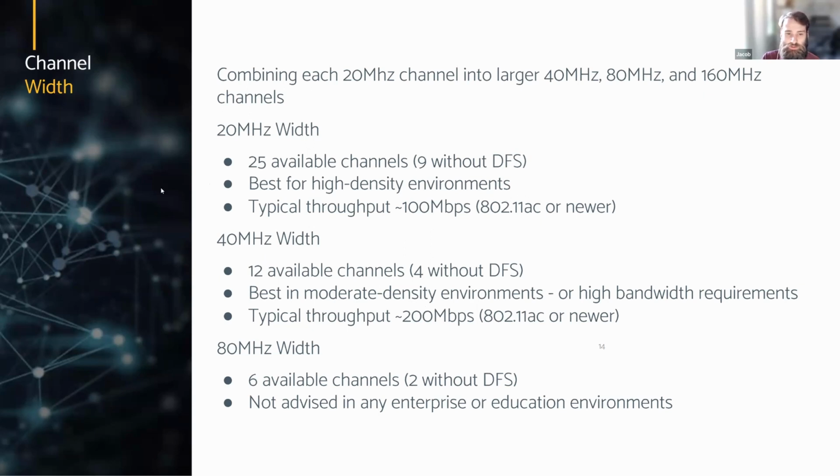Okay. So a 20 megahertz channel width, just some numbers for you. There are 25 available channels, assuming you have all of your DFS channels turned on. Now, if you can't run DFS for some reason, you could go with 9. There's a total of 9 without DFS. But obviously, this is the highest number of channels you're going to get, and this is best for high density environments. And really, most schools you would classify as a high density Wi-Fi environment.